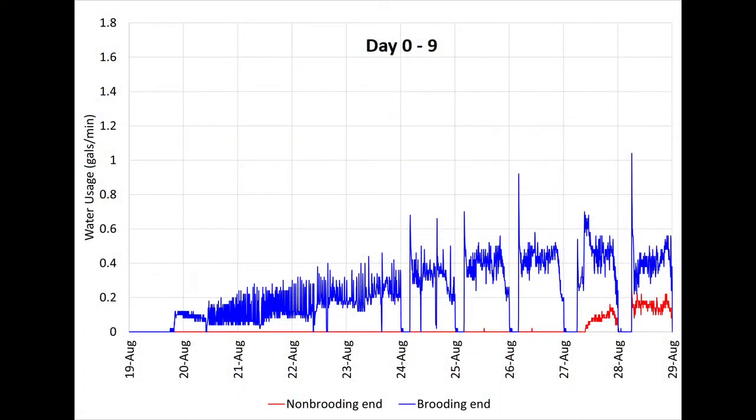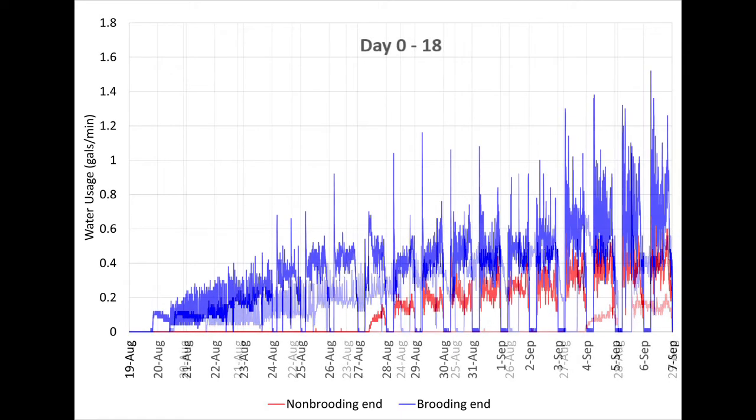This is a graph of minute-to-minute water consumption over the first 9 days. You can see the birds were turned out around August 28th as the water consumption on the non-brooding end went from 0 up to about 0.1 gallons per minute. Now hopefully what we'd see is the water usage between the two ends would equalize after 3 or 4 days. But this was not the case.